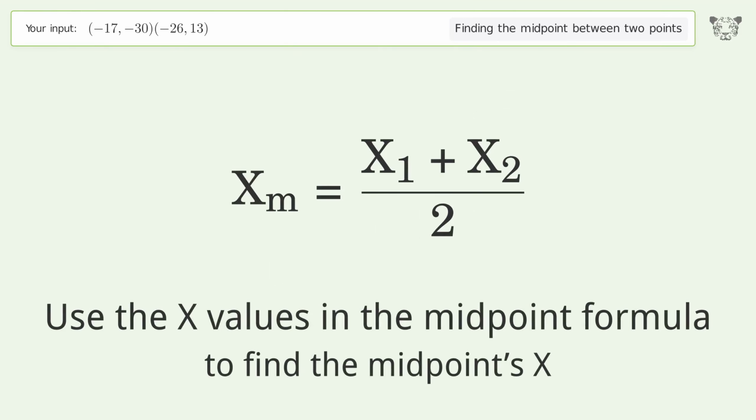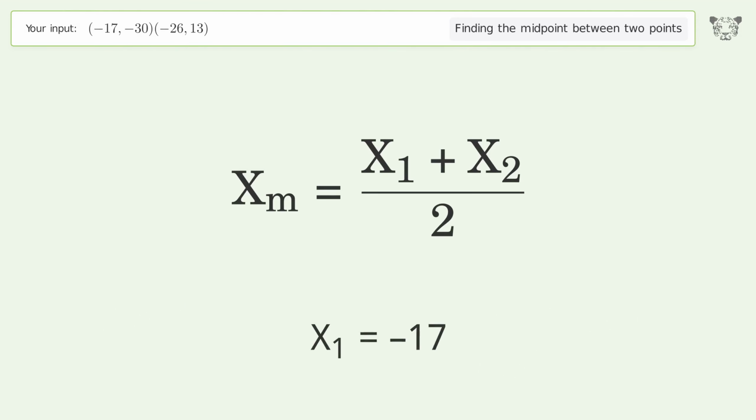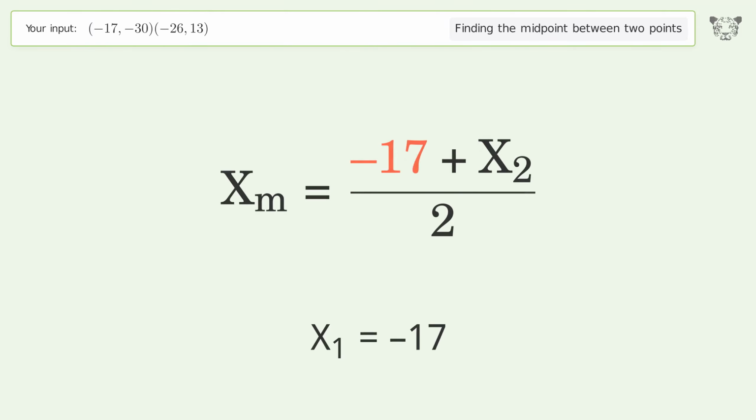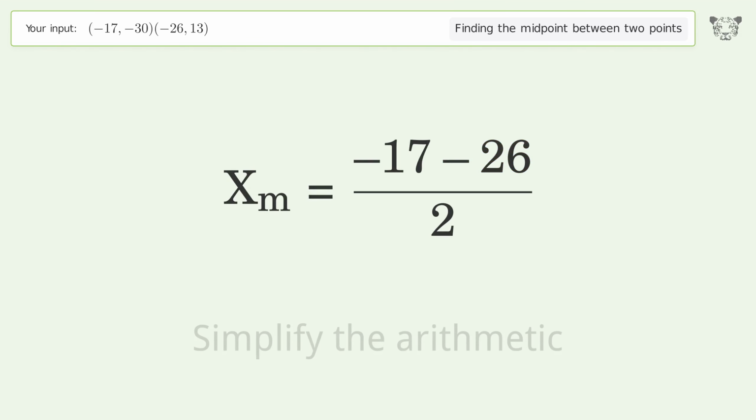Use the x values in the midpoint formula to find the midpoint's x. x1 equals negative 17. x2 equals negative 26. Simplify the arithmetic.